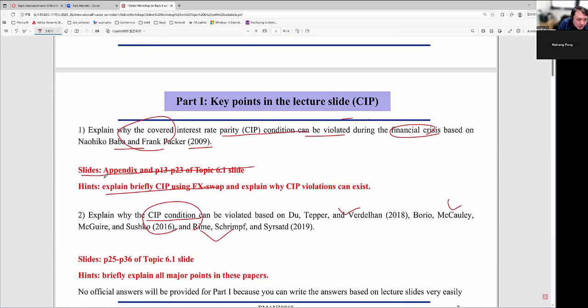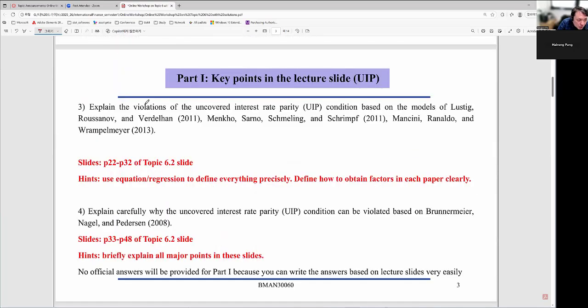For the UIP part, the first two questions in part one are about empirical evidence on CIP, and the next two questions, 3 and 4, are about empirical evidence on UIP. So here they explain the UIP violations based on these three papers, and they explain UIP violations based on this Bruno-Meyer et al. I just posted the video clip on this on Canvas, so you can watch that. The answer for this one should be based on this slide. So there's a hint: the answer is based on this slide.